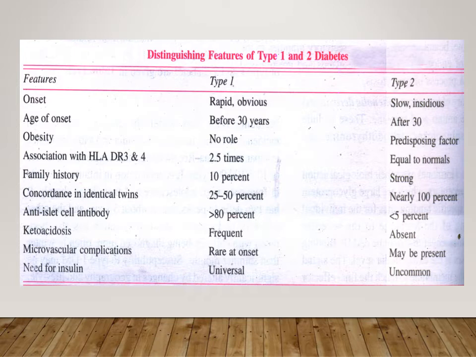Anti-islet cell antibodies are found in more than 80% of type 1 diabetes mellitus, while they are found in less than 5% of NIDDM. Ketoacidosis is frequent in type 1 diabetes mellitus, while it is absent in type 2 diabetes mellitus. Microvascular complications are rare at onset in type 1 diabetes mellitus, while they are present in type 2 diabetes mellitus. The need for insulin is universal in type 1 diabetes mellitus, and in type 2 diabetes mellitus it is not common.